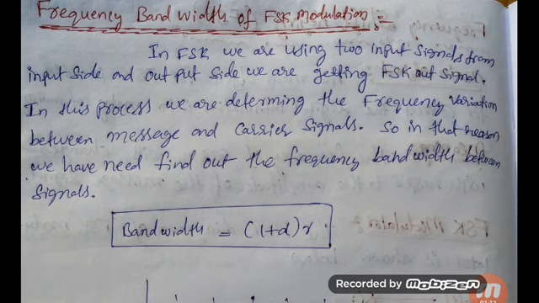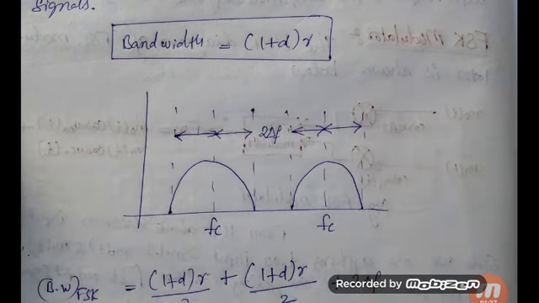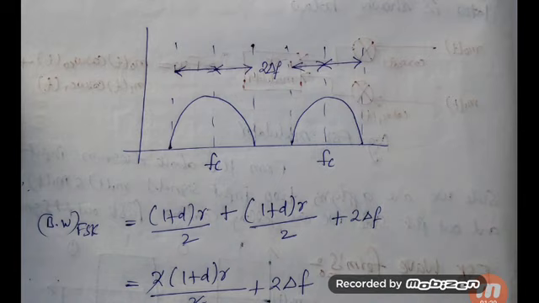This is the formula: bandwidth is equal to (1 plus d) into r. In frequency shift keying techniques, bandwidth is equal to (1 plus d) into r. And this is the waveform of the bandwidth.